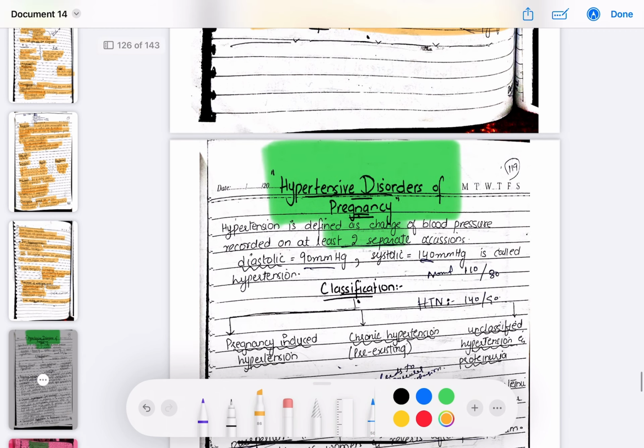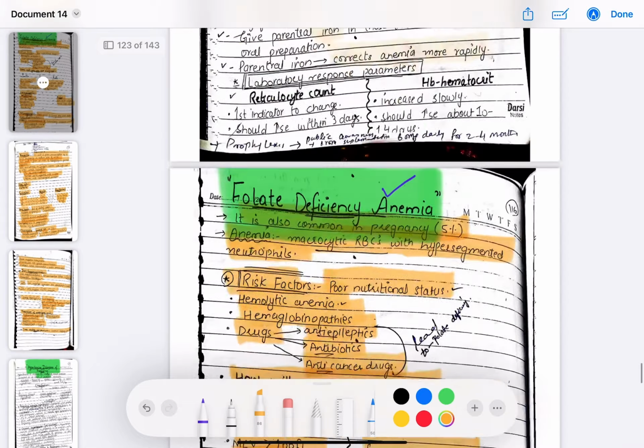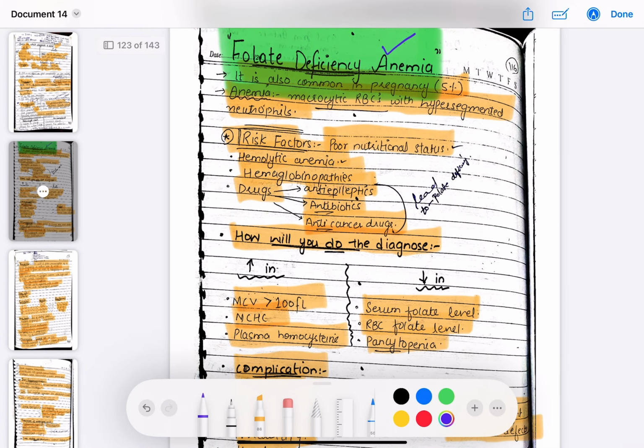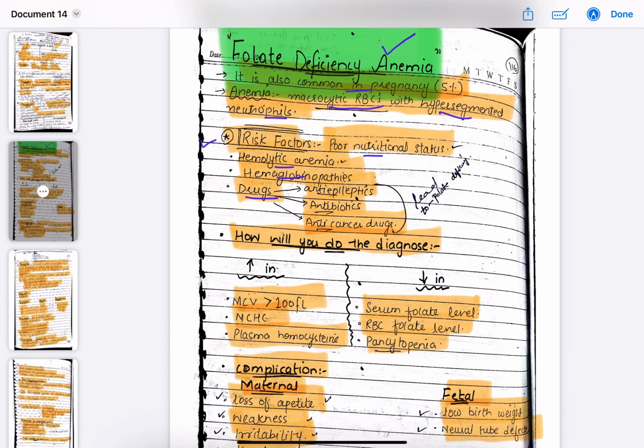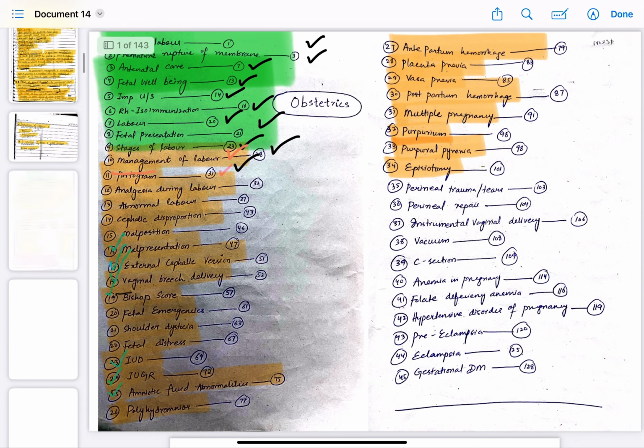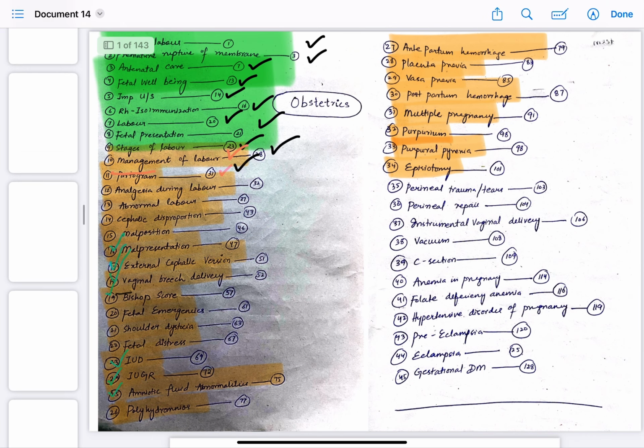So this was all about folate deficiency anemia: it is also common in pregnancy, and the anemia is macrocytic RBCs with hypersegmented neutrophils. The risk factors are poor nutritional status, hemolytic anemia, hemoglobinopathies, and drugs which are anti-epileptics and antibiotics. Then the diagnosis is made on the basis of certain things. In folate deficiency anemia, MCV is increased and MCHC is also increased.